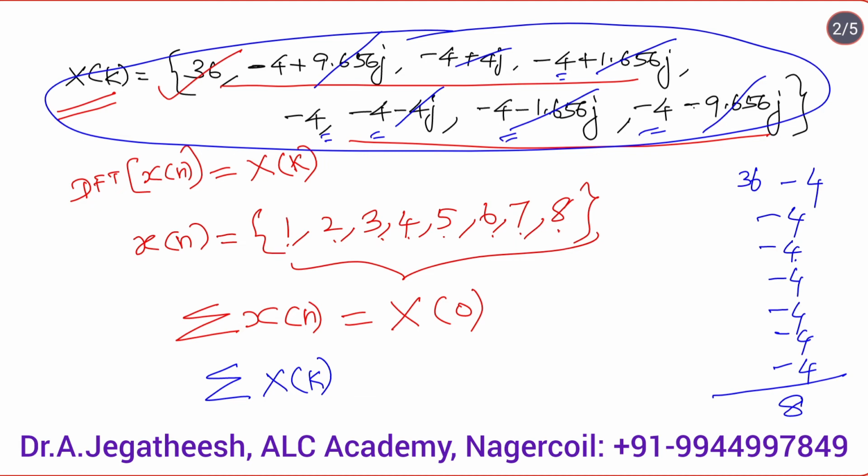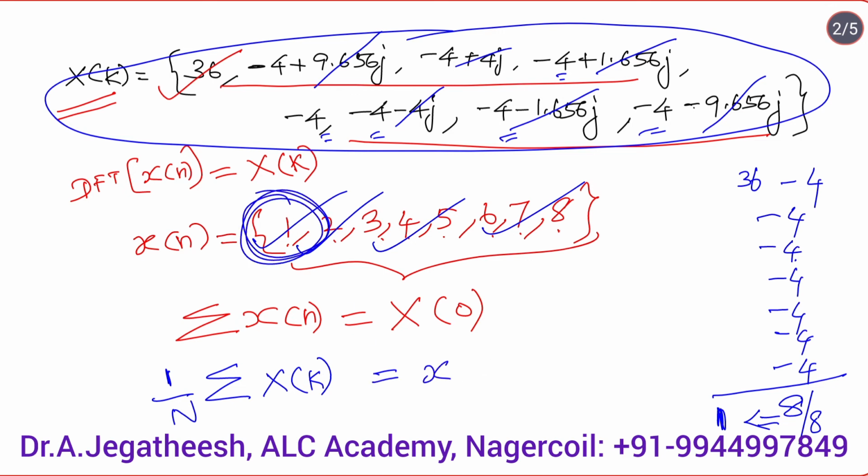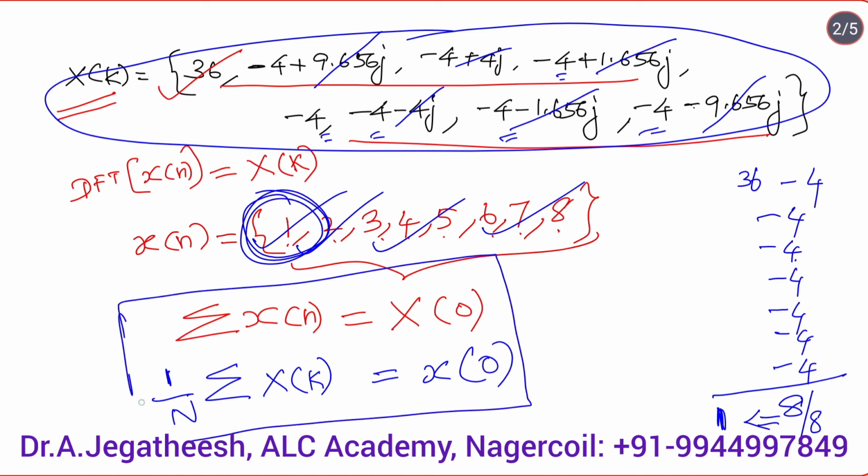Now you divide it by capital N. Capital N is 8-point DFT. From the question we know it is an 8-point DFT. So if you divide by N, you will get 8 by 8 is equal to 1. You will get the first term of the question, that is small x of 0. This is the method to check whether our answer is correct or not.